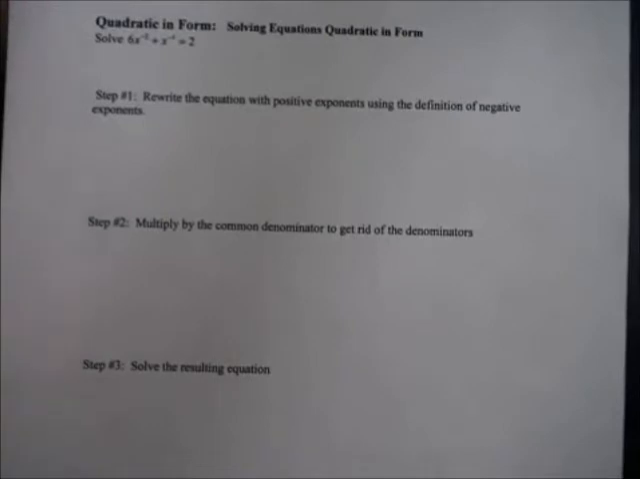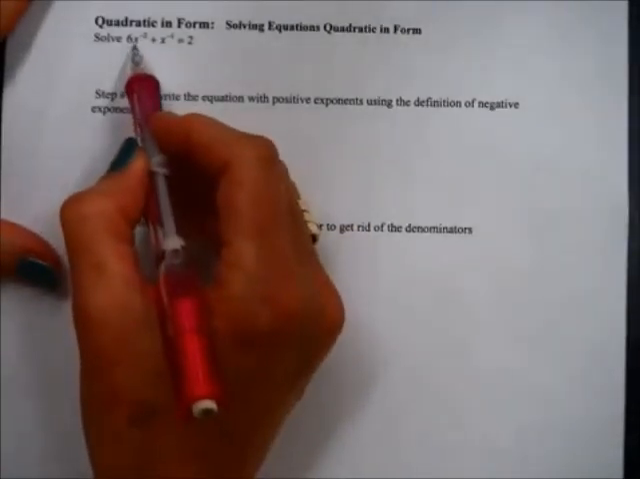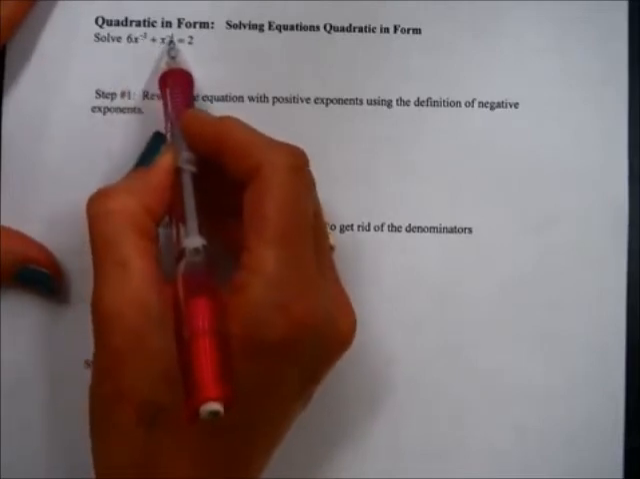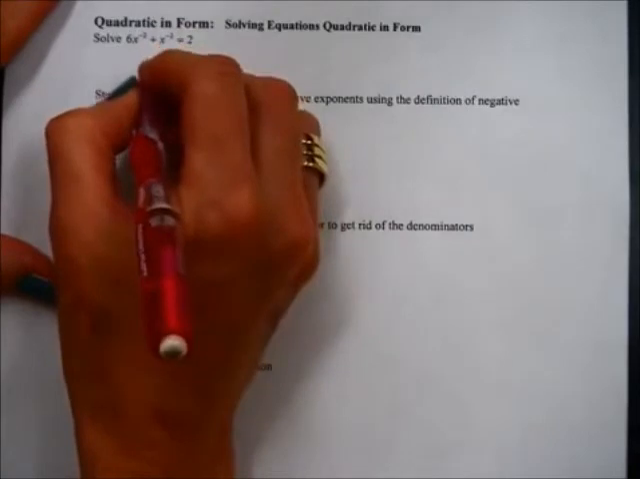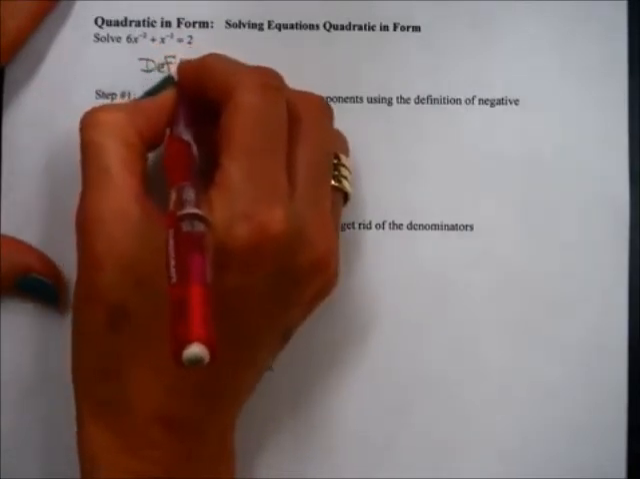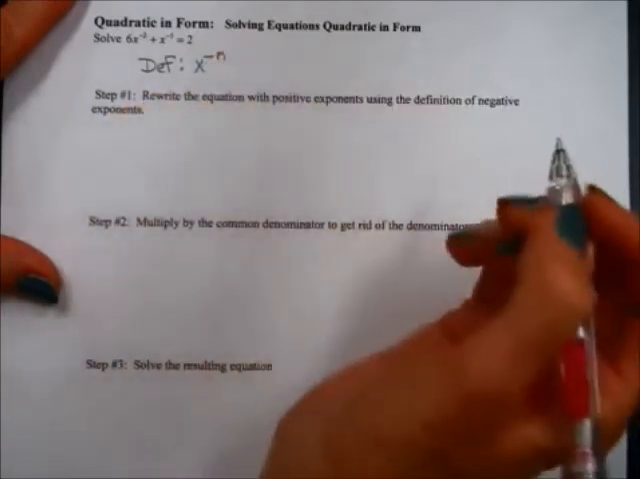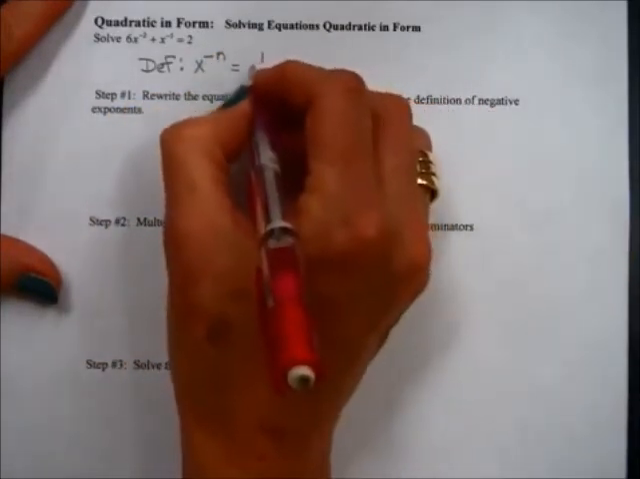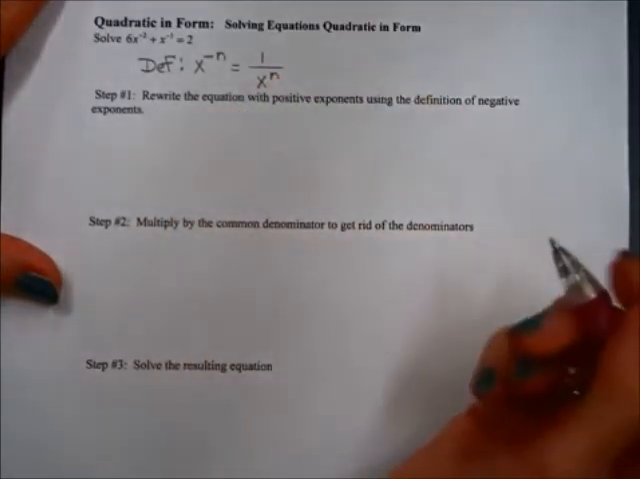The other type of equation that is quadratic in form is an equation that has negative exponents. 6x to the negative 2 plus x to the negative 1 is equal to 2. Now, I want you to remember the definition of a negative exponent. If you have x to the negative n, the definition of this is that it is a reciprocal. It is defined to be 1 over x to the n power.